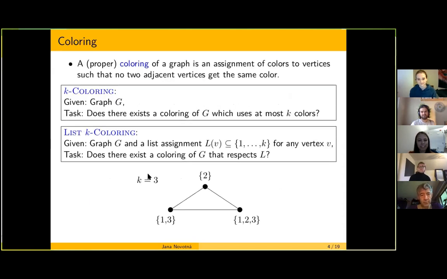Again, let's look at a quick example. Here we have an instance of list 3-coloring, for example. And the solution may look like that. You can choose 2, 3, and 1 here, and you obtain a proper coloring. So this is a solution. I hope this is clear, and you probably knew all of it.